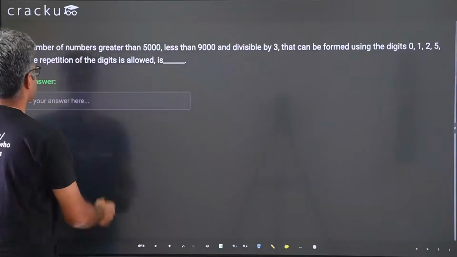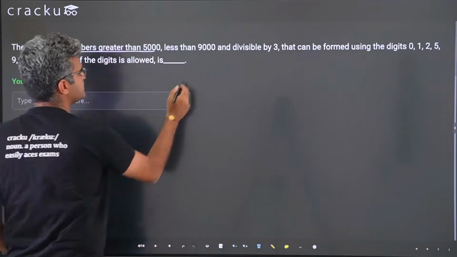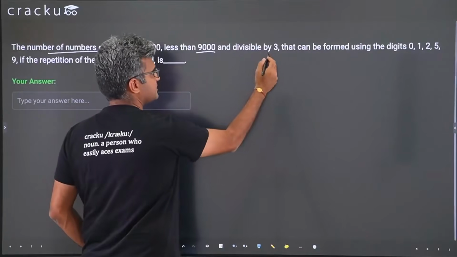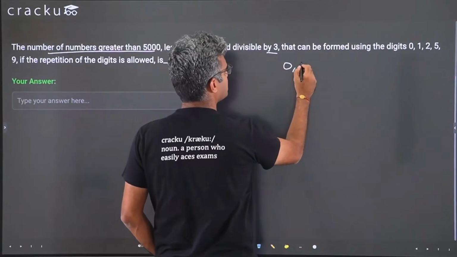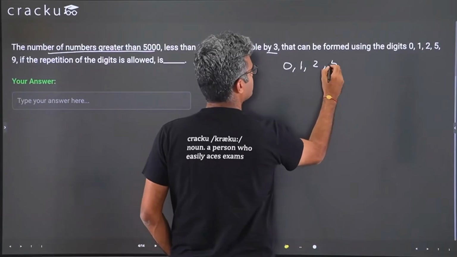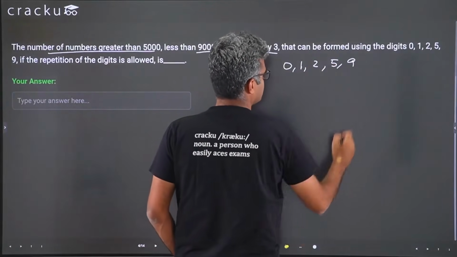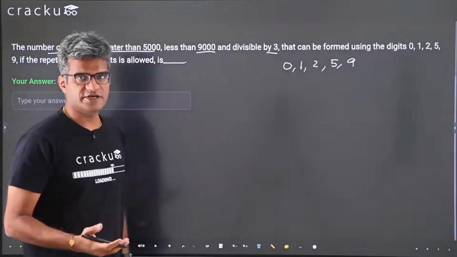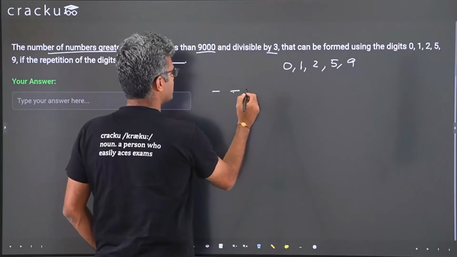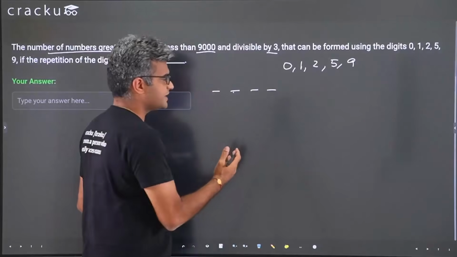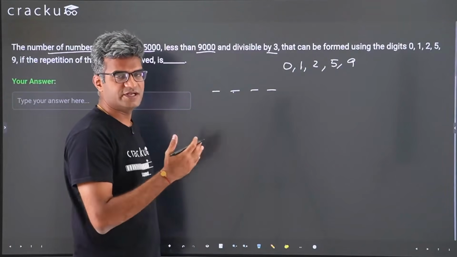In this question, we are asked to calculate the number of numbers greater than 5000 and less than 9000, which are divisible by 3, which can be found using the digits 0, 1, 2, 5 and 9. Now the number has to be greater than 5000 and less than 9000, so it is a 4-digit number. So let us write 4 blanks. This number has to be greater than 5000 and it has to be less than 9000.